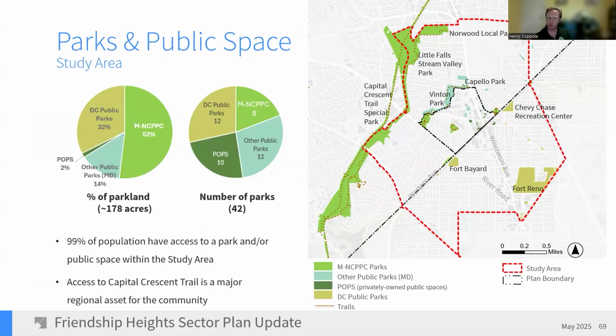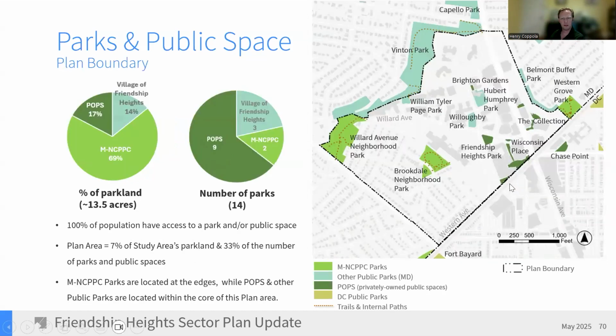So looking in here, we see a pretty good distribution of parks. A lot of the parks in the study area are up along the Little Falls Stream Valley Park and the Capitol Crescent Trail, which is a popular local amenity here. And one of the things that we check is access or distribution of parks and access for folks. And 99% of the population in this area can walk within 10 minutes to a park or a public open space, which is great.